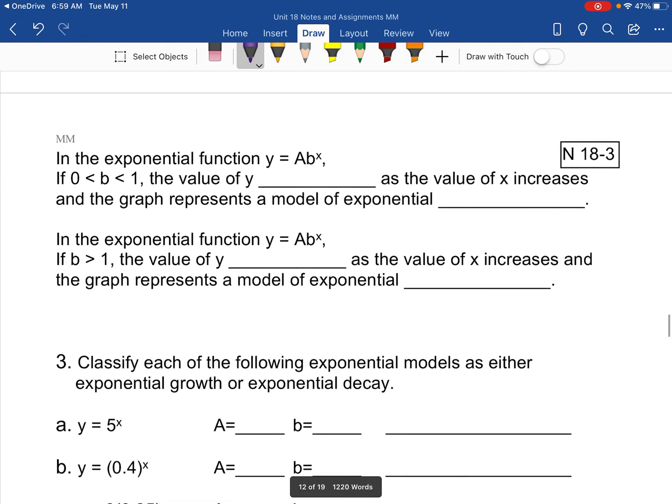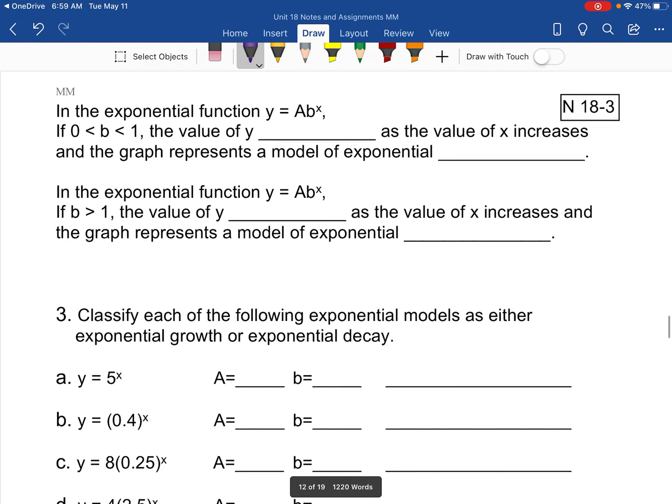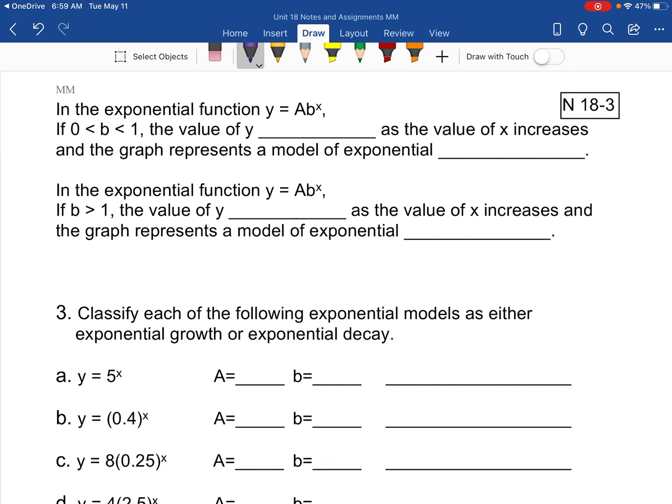Let's look at some content here. So this is what's called an exponential function. I'm sure you've heard the term exponential. You dealt with them in Algebra 1. You've probably heard the term exponential growth. I hear that all the time on TV, news, even in TV shows.